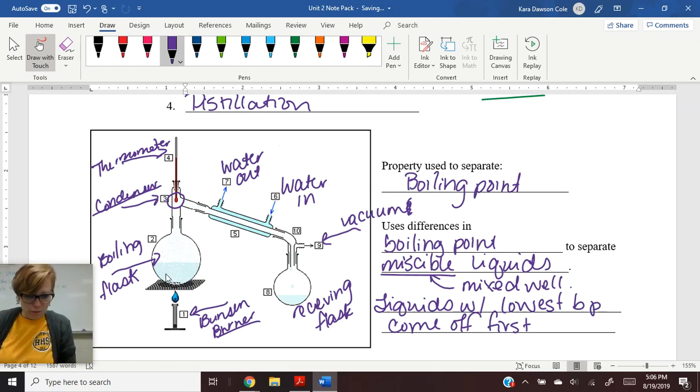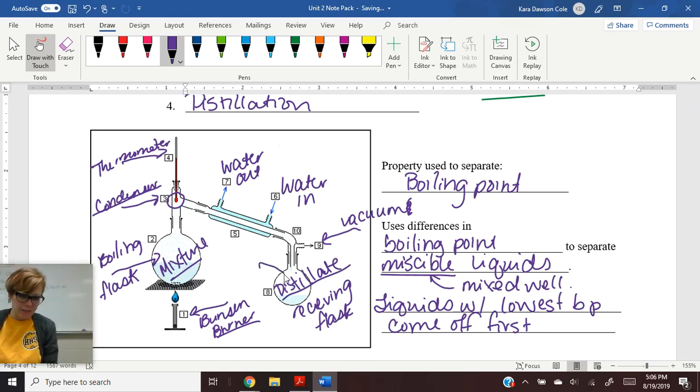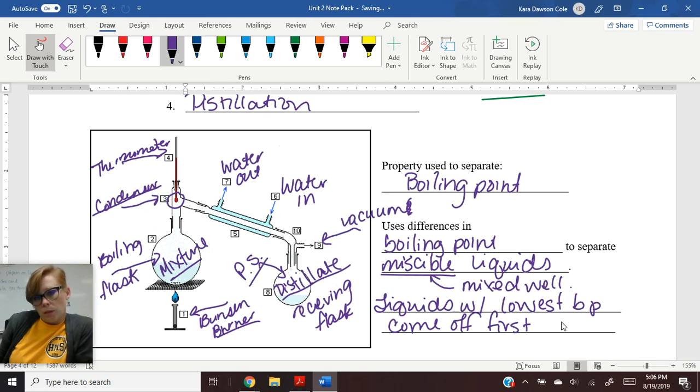So in the boiling flask, you have the mixture. You add heat to the boiling flask. The thermometer is measuring the boiling point. At the condenser, it's starting to condense back down into its liquid form. And then you have the receiving flask, where the distillate comes in. So we get a distillate, which is the pure substance. So this is going to be the pure substance in the mixture. Okay, so that's distillation.